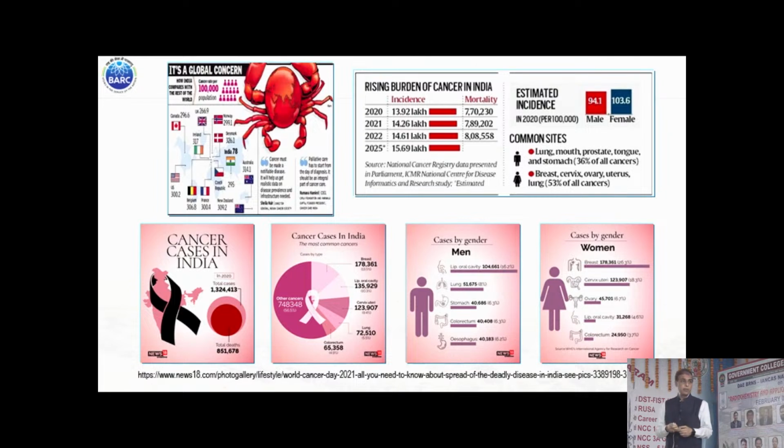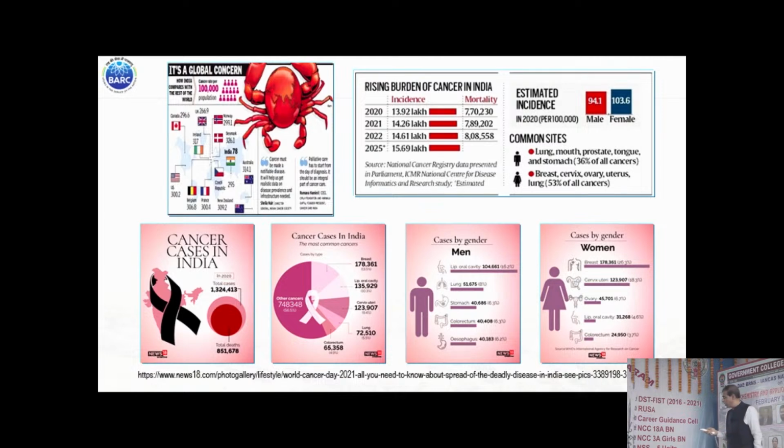Every year we are adding maybe 1 lakh new patients apart from the old patients, and these are the major sites for cancer. For male: lung, mouth, prostate, tongue and stomach. For female: breast, cervix, ovary, uterus and lung.